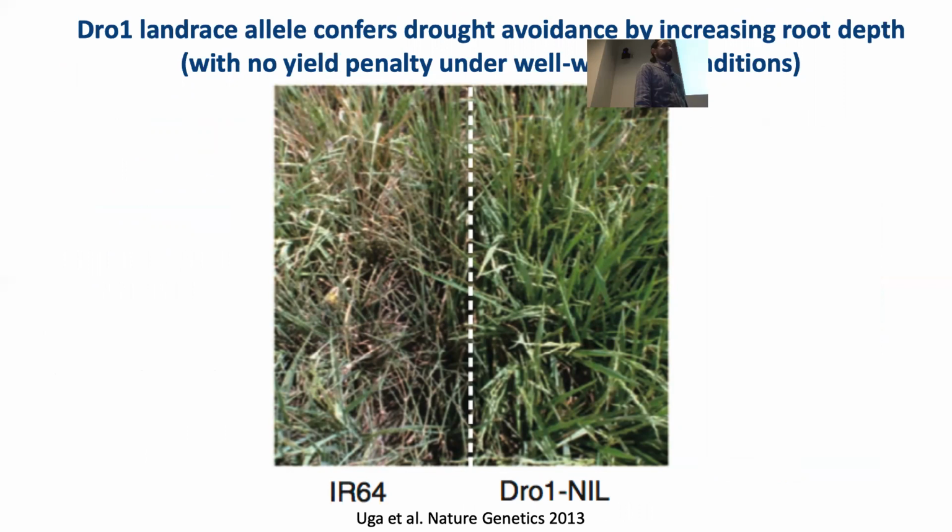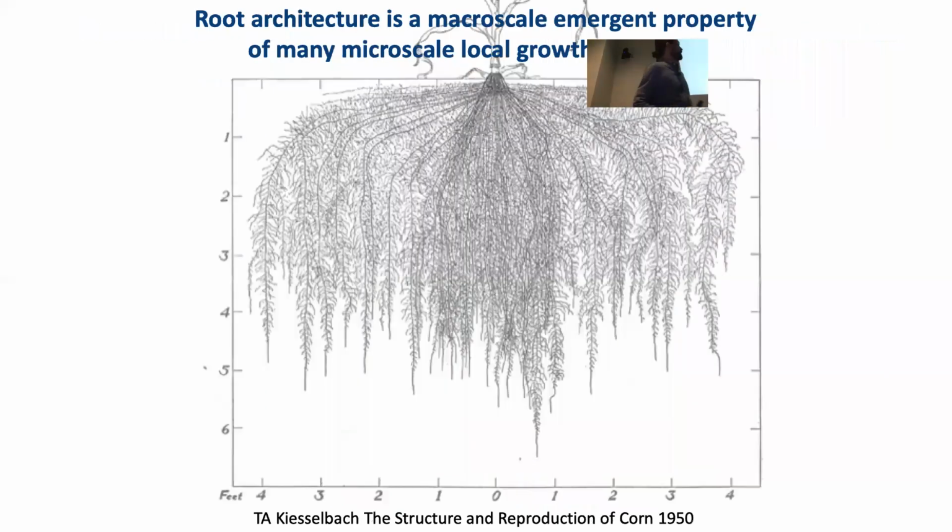So this is just an example of what I think is the tip of the iceberg. If we can really understand root genetics, there are a lot more success stories like this. So again, looking at the root architecture, this is a two-dimensional image.